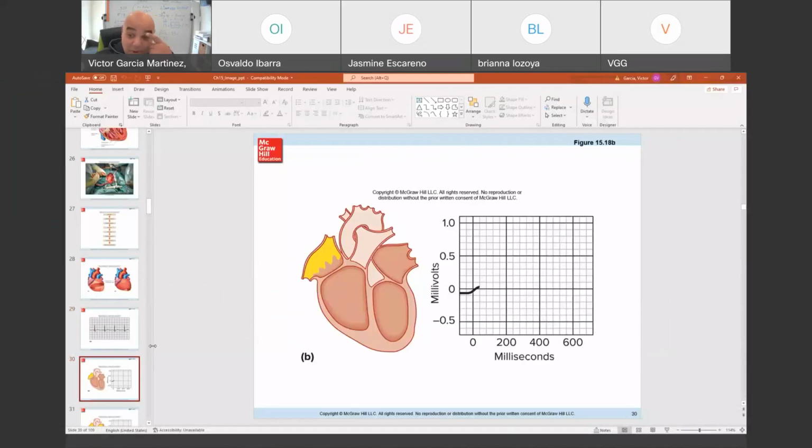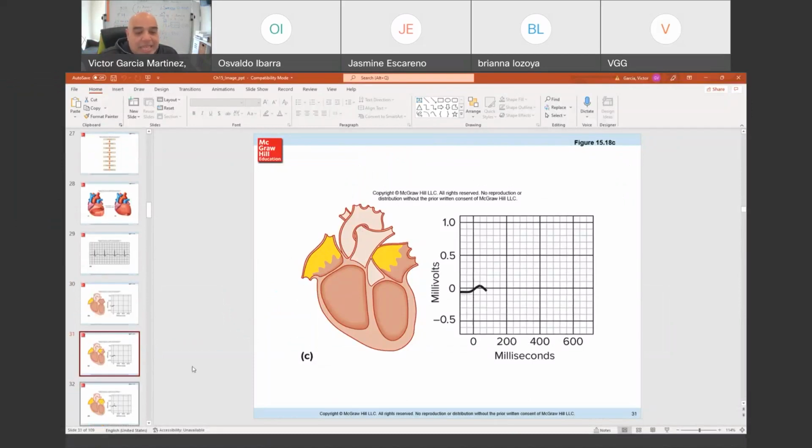Perfect. Then remember, guys, for the ECG, the first part is going to be useful for the cardiac cycle. The first part is going to be the depolarization of the atrium. Then it's going to be the beginning of the ECG. Then when you have depolarization of both atria, you're going to have the P wave. Remember, this is the P wave.